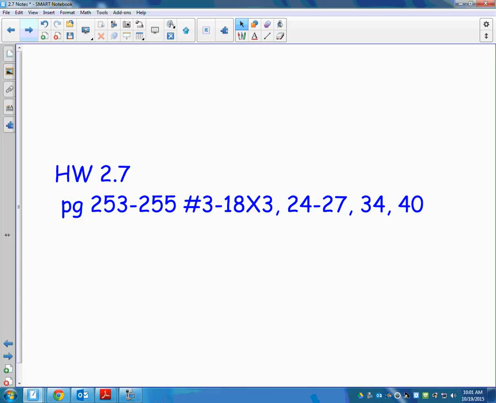Yeah, there's some that say solve graphically. We're not doing that part. So just ignore anything about graphs on here.